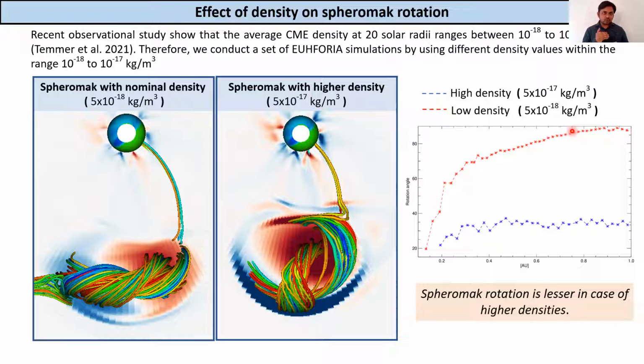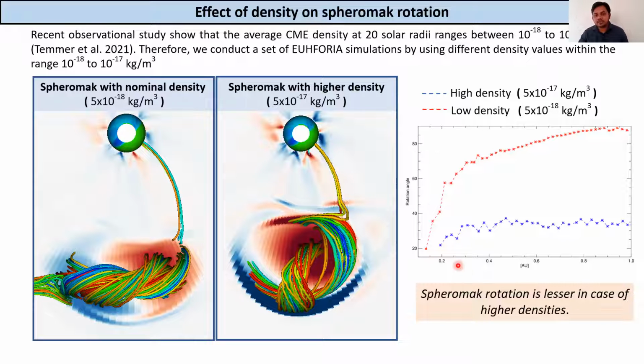So what we did is we varied the input density within this observational limit, and what we found is that with the higher density the rotation is less. One order of magnitude higher density is plotted here. Here you can see the magnetic axis of the spheromak. If you compare this axis with this axis, the rotation is less in the case of higher density.